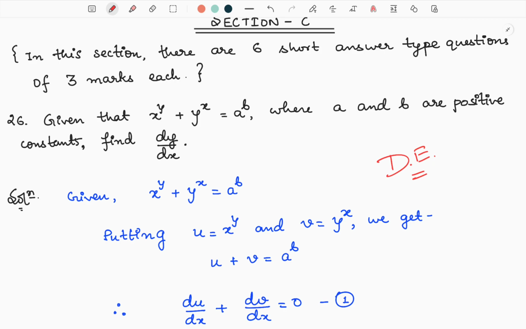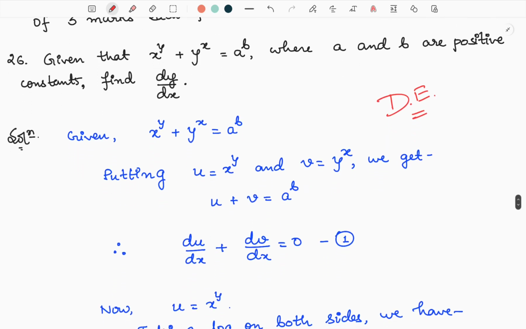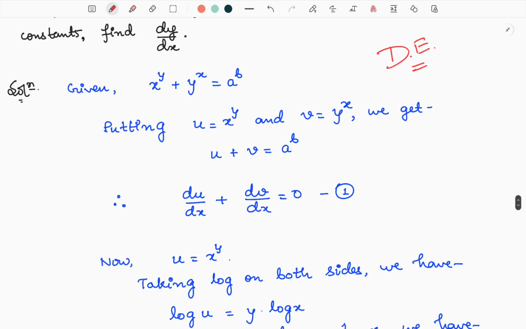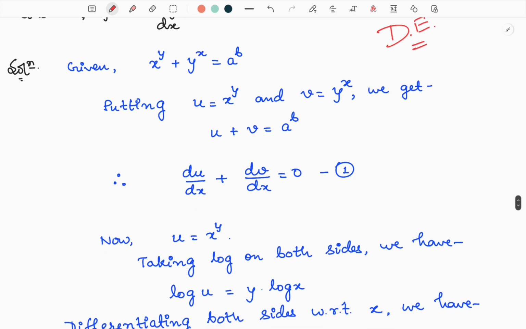The question says that x to the power y plus y to the power x is equal to a to the power b, where a and b both are positive constants. We are asked to find dy by dx. Here x is raised to the power y and y is raised to the power x. For such a question which consists of y and x both, we have to separate the variables, take log on both sides separately, individually calculate the differential of both the equations, and in the last part, to write the answer, we have to simply add both the differentiations.